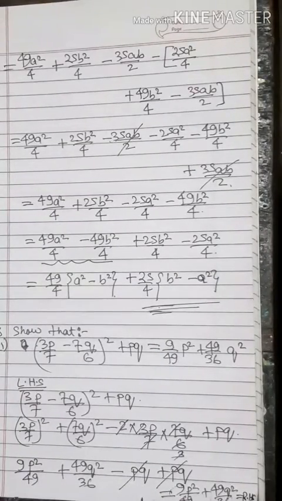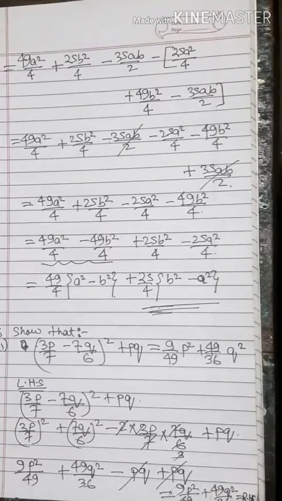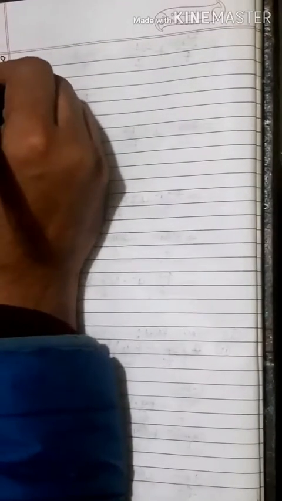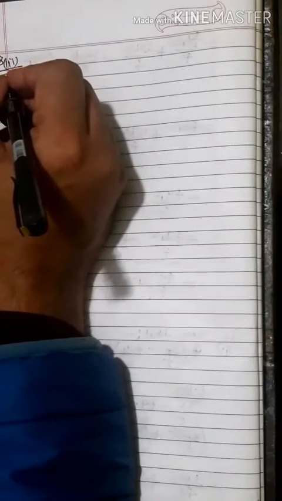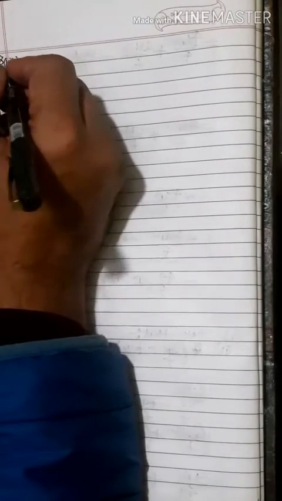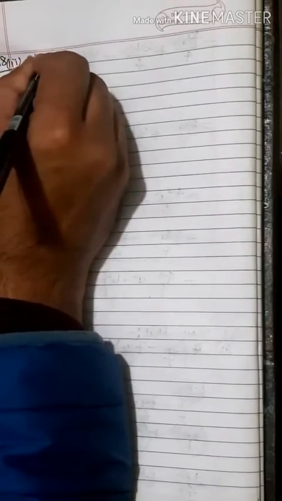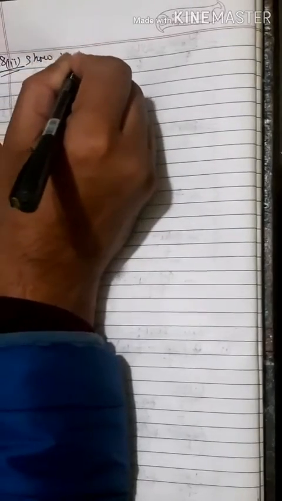Okay, let us take up one more example. Question number 8 Roman 3, and then we'll go to today's assignment. So let us try to solve question number 8 Roman 3. Again it is the same type of question. Show that.